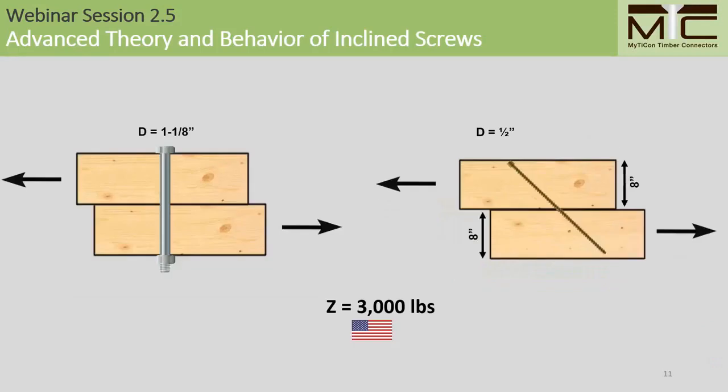Connection strength for laterally loaded fasteners, however, can still be increased by increasing the bending resistance of the fastener, and one way to increase the bending resistance is by increasing the size of the diameter. For illustrative purposes, if we used a bolt with a bending yield strength of 45,000 psi, we would need a diameter of 1 1/8 of an inch to achieve a reference lateral design value of 3,000 pounds, which is what we achieved with a 1/2-inch inclined self-tapping screw.